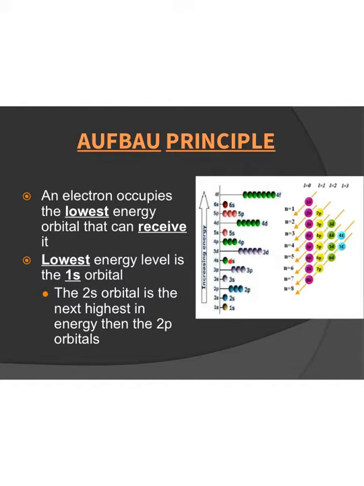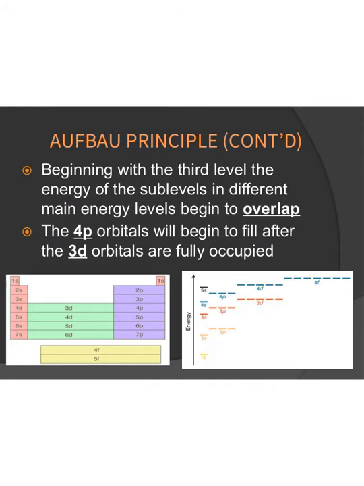4s has a lower energy level than the 3d. So when we're writing these, we have to keep that in mind. The Aufbau principle continues saying, beginning with the third energy level, the sublevels of different main energy levels begin to overlap. And that's what we were just talking about, how the 3d was in between the 4s and the 4p.